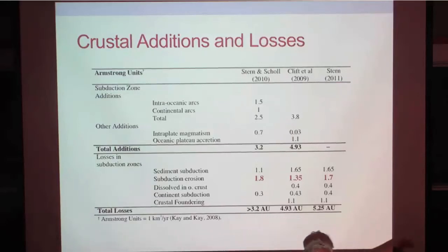Obviously, since continental crust survives today, these things can't match over time. At some point, continental production must have exceeded losses, right? No, you're absolutely right. We don't know what they are over time.